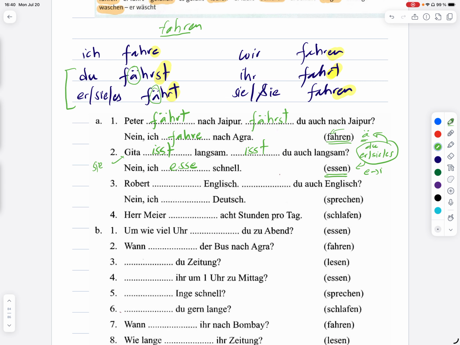So Robert Englisch, du auch Englisch? Nein, ich Deutsch sprechen. So Robert spricht Englisch.